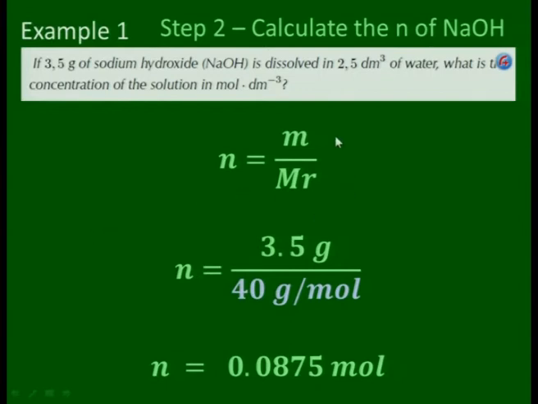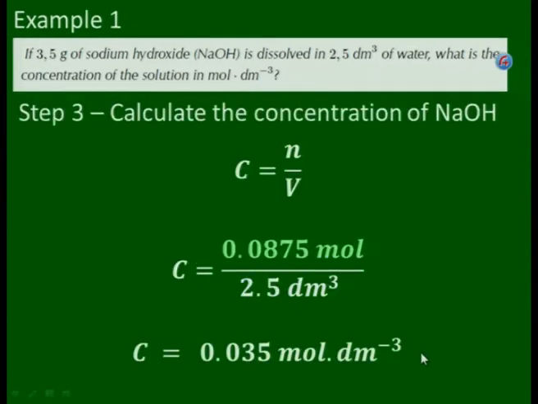Now you can go back to step 2 to calculate the moles of sodium hydroxide. Moles is mass divided by molecular mass. The moles is then 3.5 grams, which you get from the question, divided by 40 grams per mole, which we just calculated in step 1. That gives you 0.0875 moles. And now we can finally answer the question. Calculate the concentration of sodium hydroxide.